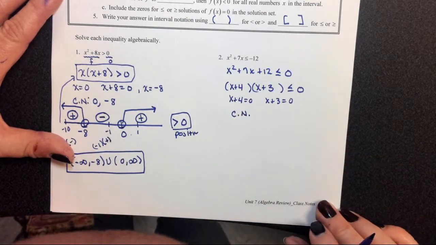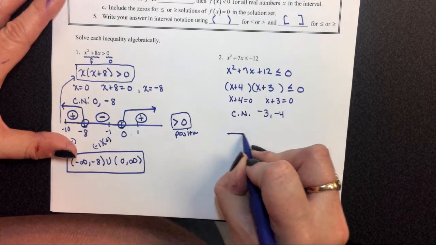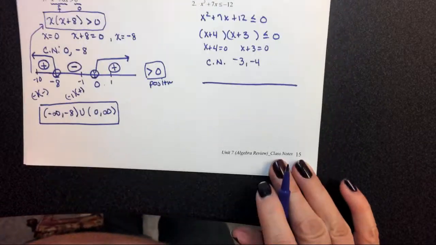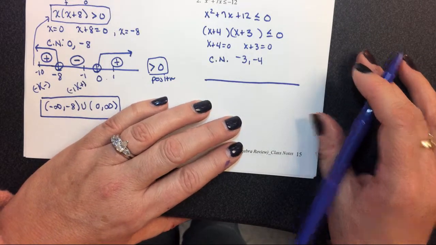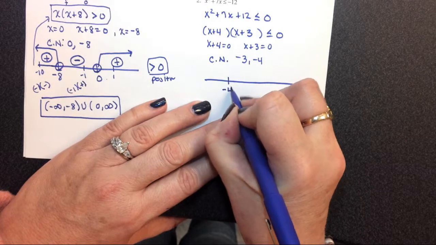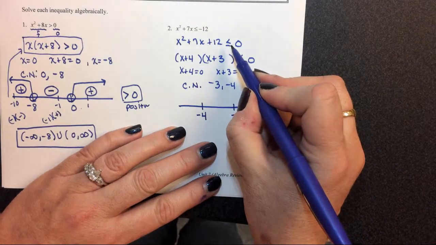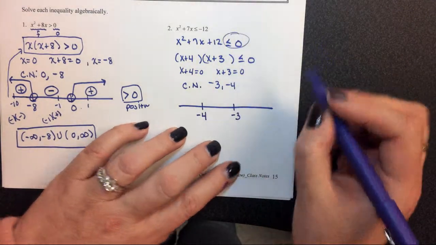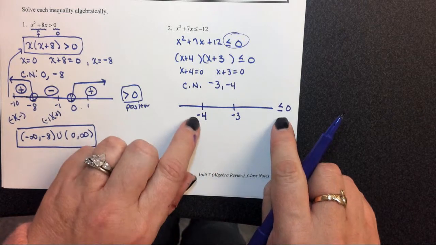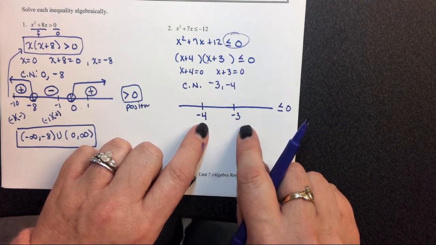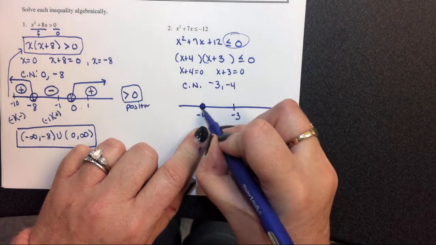So what are my critical numbers going to be? Negative 3 and negative 4. Which number is smaller, negative 4 or negative 3? Negative 4. So I have negative 4 and I have negative 3. Now go back to your inequality sign up here. It's less than or equal to 0. So if it's less than or equal to, am I going to include negative 4 and negative 3 in my solution set? Yeah, so I'm going to put a closed circle.